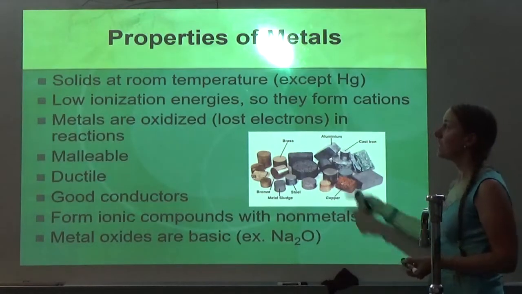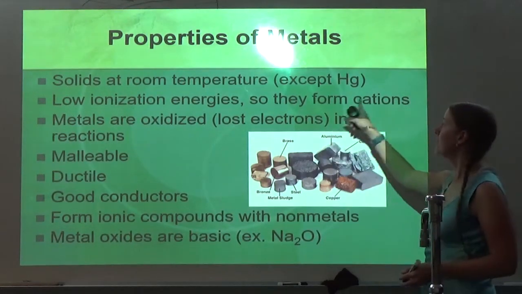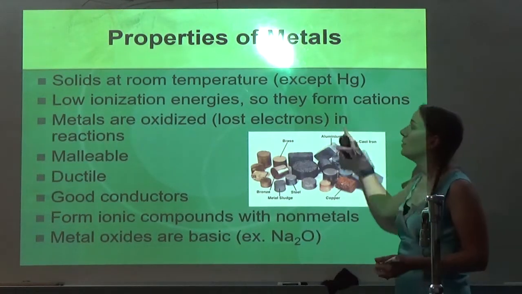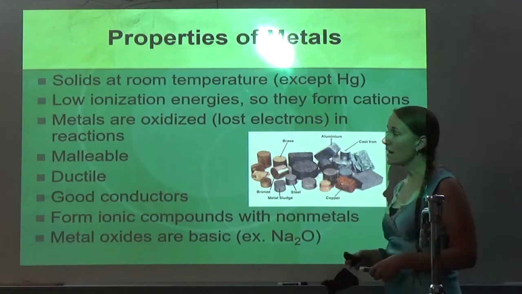Metals are oxidized. Oxidation is the loss of electrons. Well, that makes sense because they're cations. In reactions, they're malleable, ductile, good conductors.